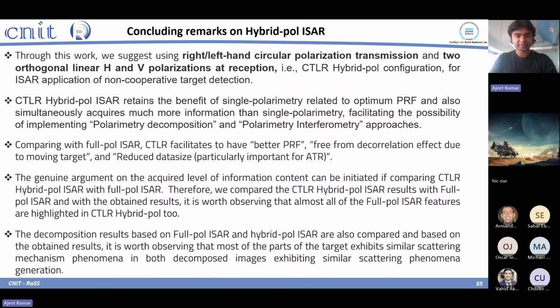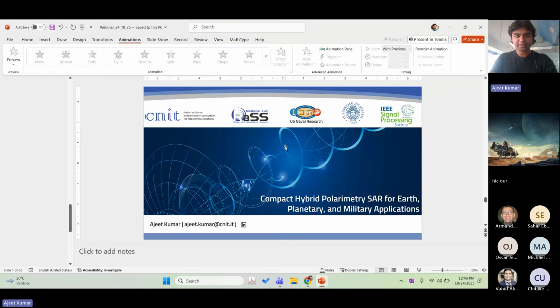This is the conclusion which I already discussed. I think it's finished from my side.